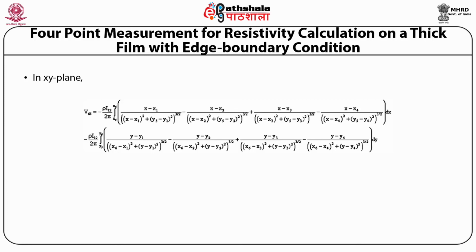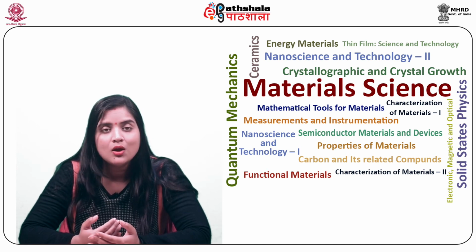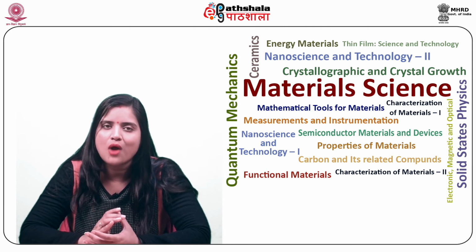Minus rho into I12 by 2 pi, the integral going from y5 to y6 under the integral sign, within the brackets, y minus y1 divided by x6 minus x1 whole square plus y minus y1 whole square, the term in the denominator raised to power 3 by 2, minus y minus y2 divided by x6 minus x2 whole square plus y minus y2 whole square, the term in the denominator raised to power 3 by 2, plus y minus y3 divided by x6 minus x3 whole square plus y minus y3 whole square, the entire term in the denominator raised to power 3 by 2, minus y minus y4 divided by x6 minus x4 whole square plus y minus y4 whole square, the entire term in the denominator raised to power 3 by 2, brackets close, dy.